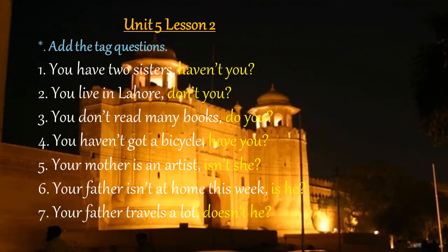Point number 3 is you don't read many books. This statement is negative because you use not. So there is not. Now the mini question must not be negative, then just say do you and question mark at the end. Point number 4, you haven't got a bicycle. Negative statement. And the mini question must be have you, okay, not haven't you.